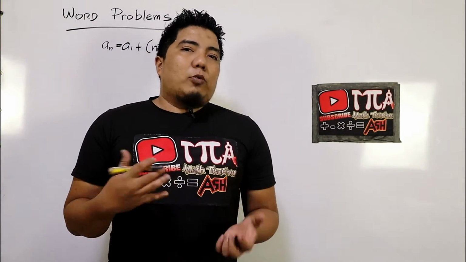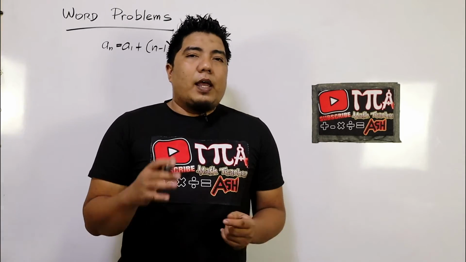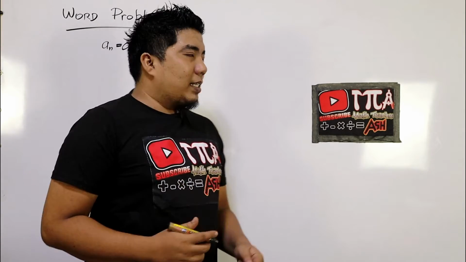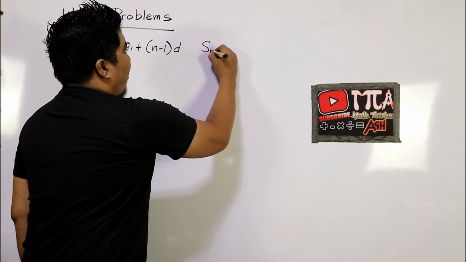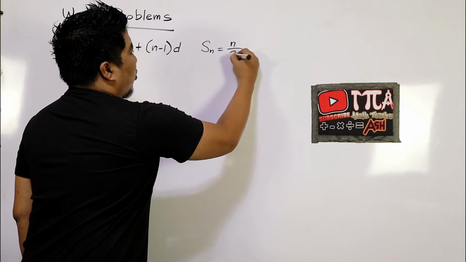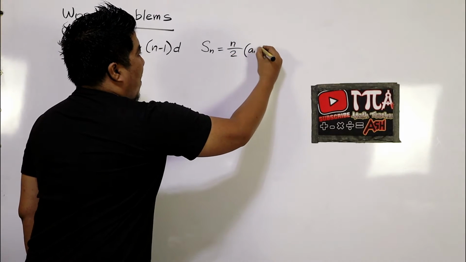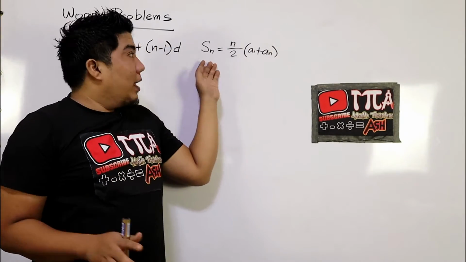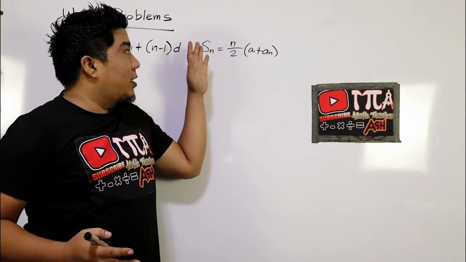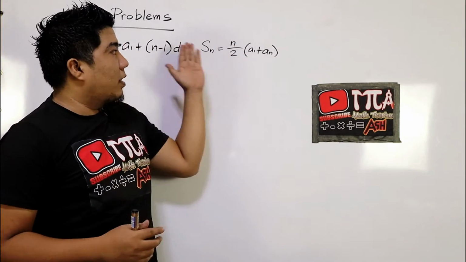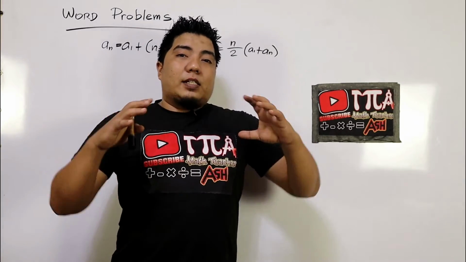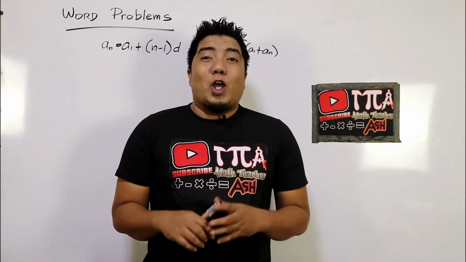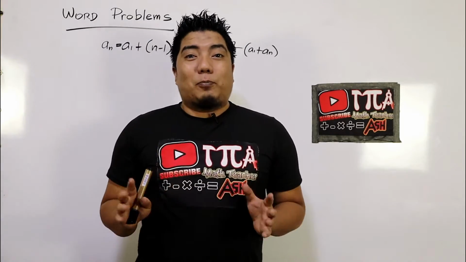Now, if the problem talks about the summation or the sum, then we are talking about the series. And for an arithmetic series, the formula is S sub n is equal to n over 2 times a sub 1 plus a sub n. So the summation of an arithmetic sequence is equal to the number of terms being talked about divided by 2 times the sum of the first term and the last term being talked about. Okay, so now let us start solving certain problems.